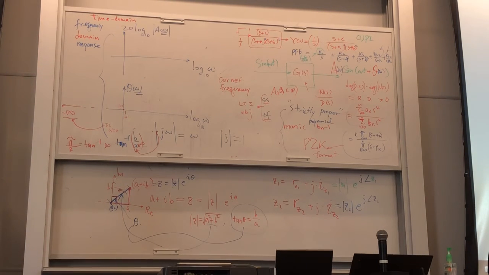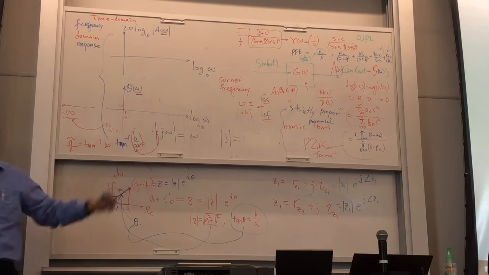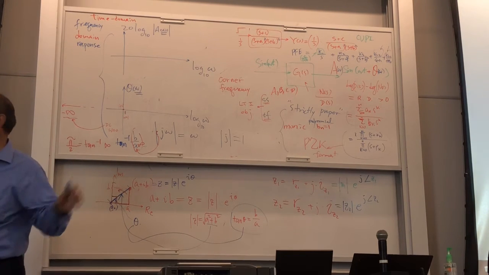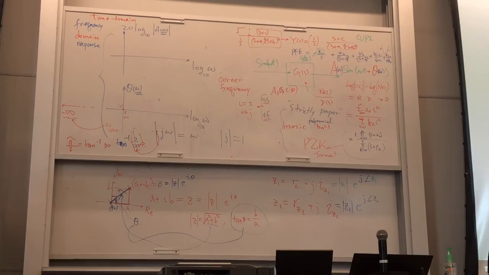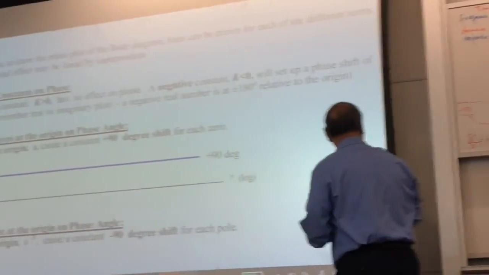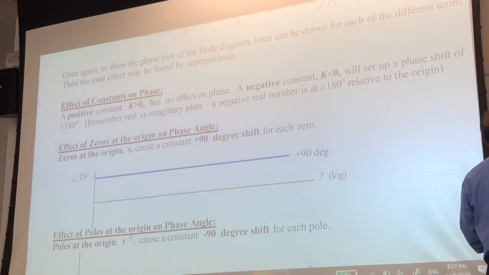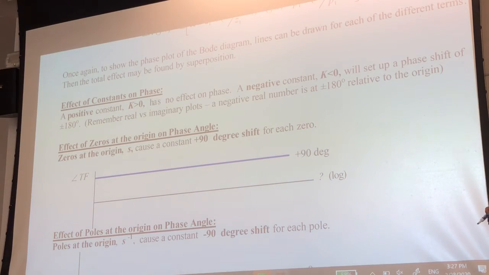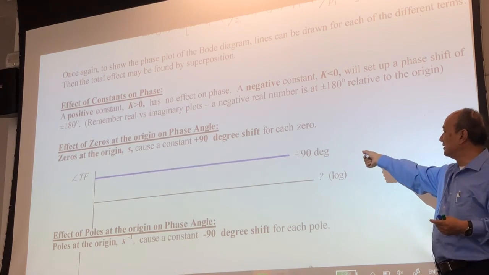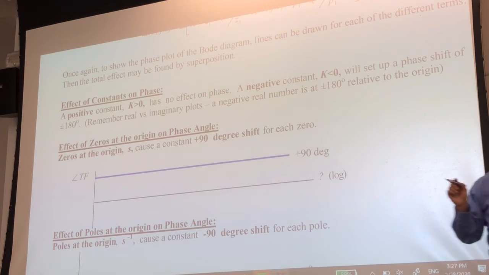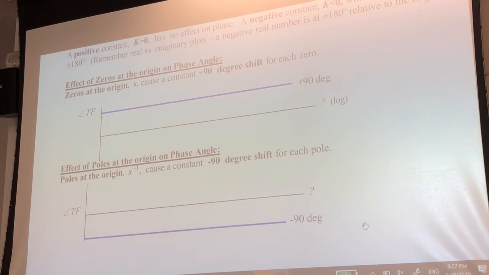Don't try to memorize it so hard. That's no use. You should understand it visually. I'll draw with you next after this. So if you have s in the numerator of a transfer function, then your phase will be just a constant 90 degrees. The same thing if you put it in the denominator, it will be minus 90 degrees, okay?